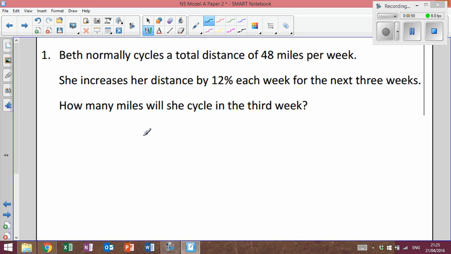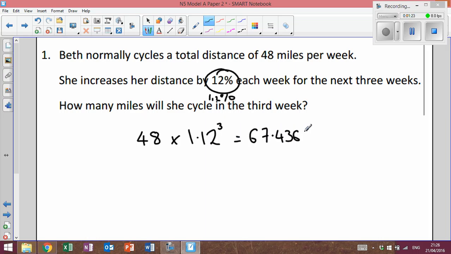Okay, so our starting distance is 48 miles, so that's what we're going to start with. The increase of 12% is going to take it up to 112%, which we know as a decimal is 1.12. Now that increase happens for the next 3 weeks, so that is going to have to be multiplied 3 times, or cubed. You go to your calculator, you type it in, you will get the answer 67.4365 and so on. Let's just take that to the nearest mile because it's not specific. 67 miles.